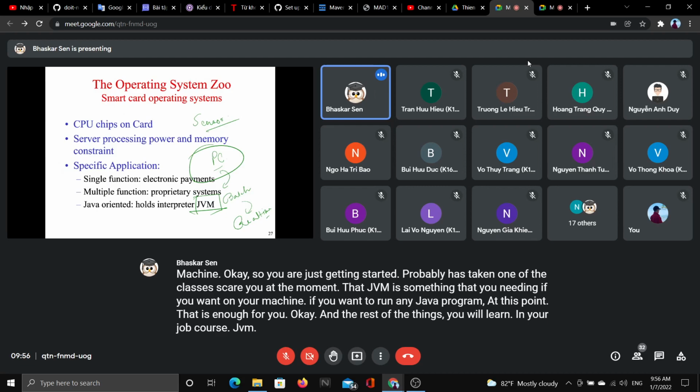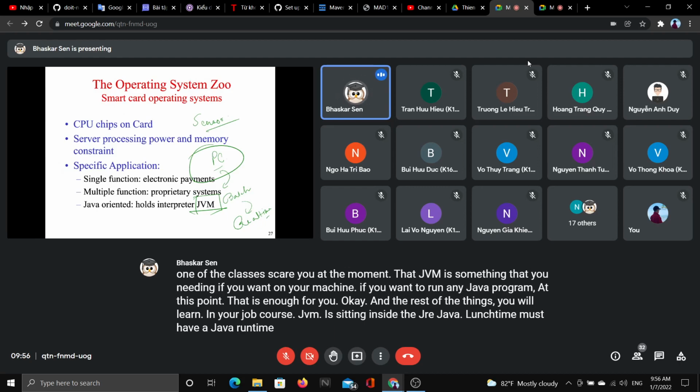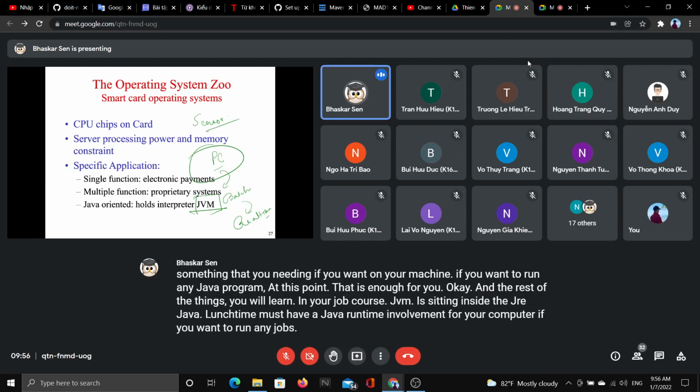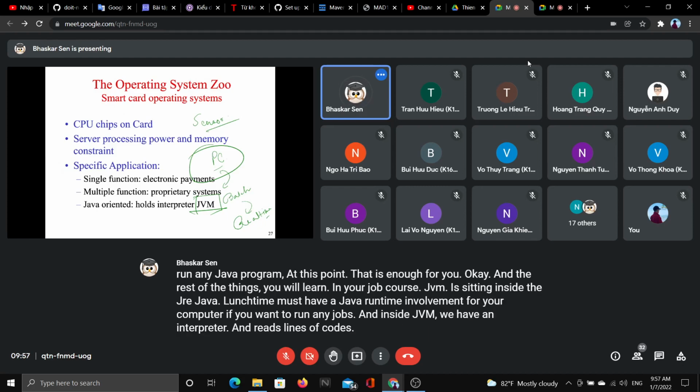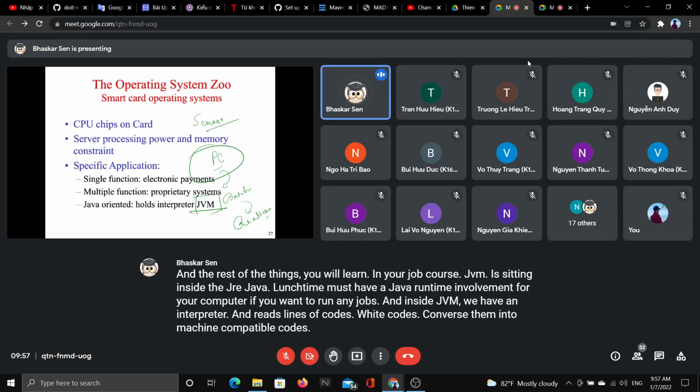JVM is sitting inside the JRE, Java Runtime Environment. You must have a Java Runtime Environment on your computer if you want to run any Java program. And inside JVM, we have an interpreter that reads lines of code, byte codes, and converts them into machine-compatible codes and executes them line by line. All right, I will leave it there.